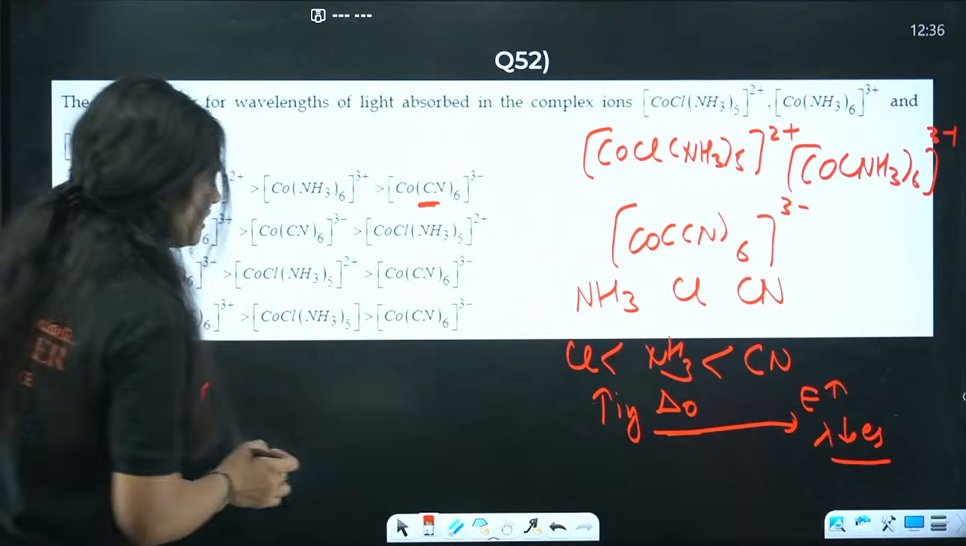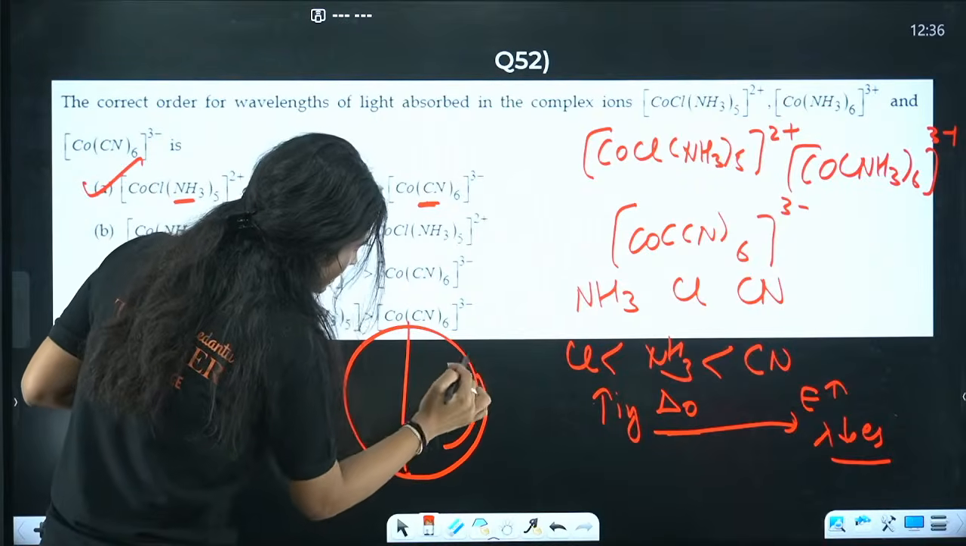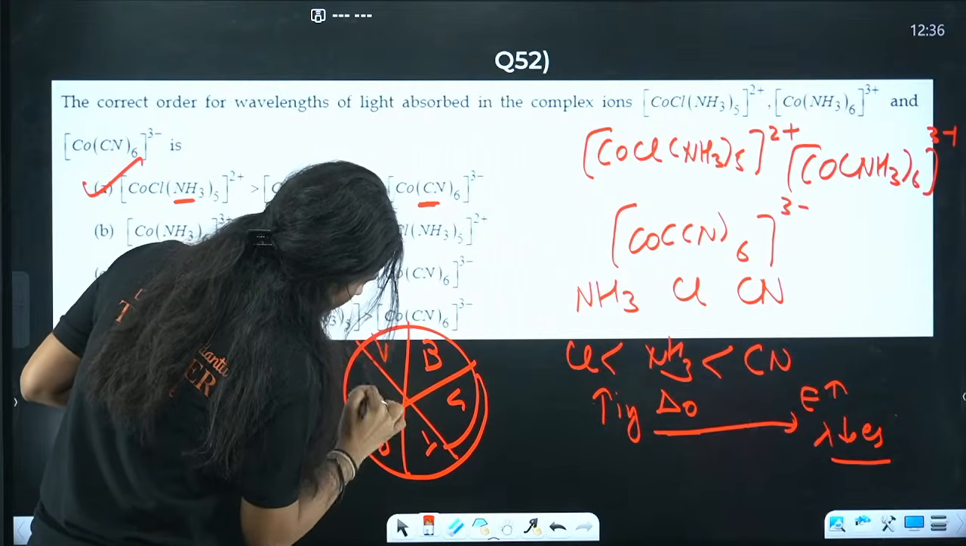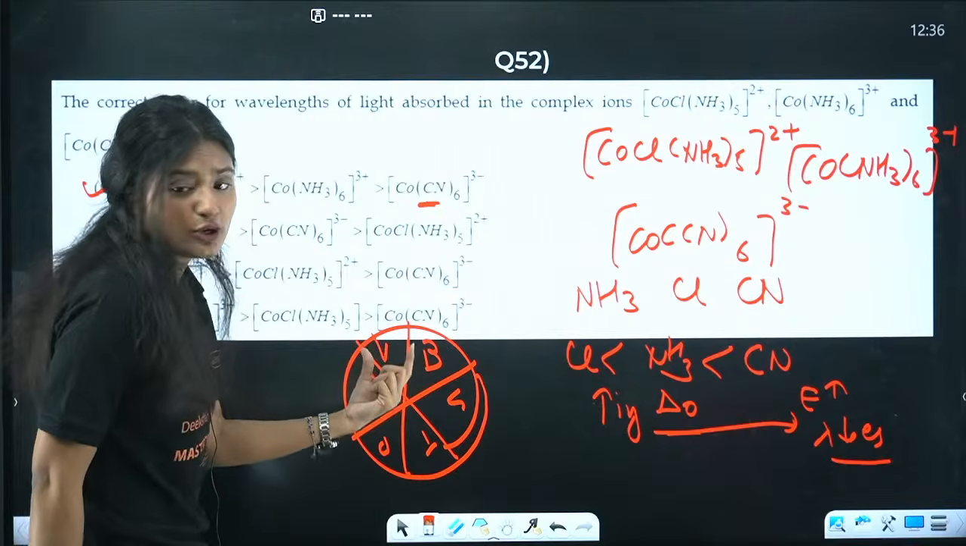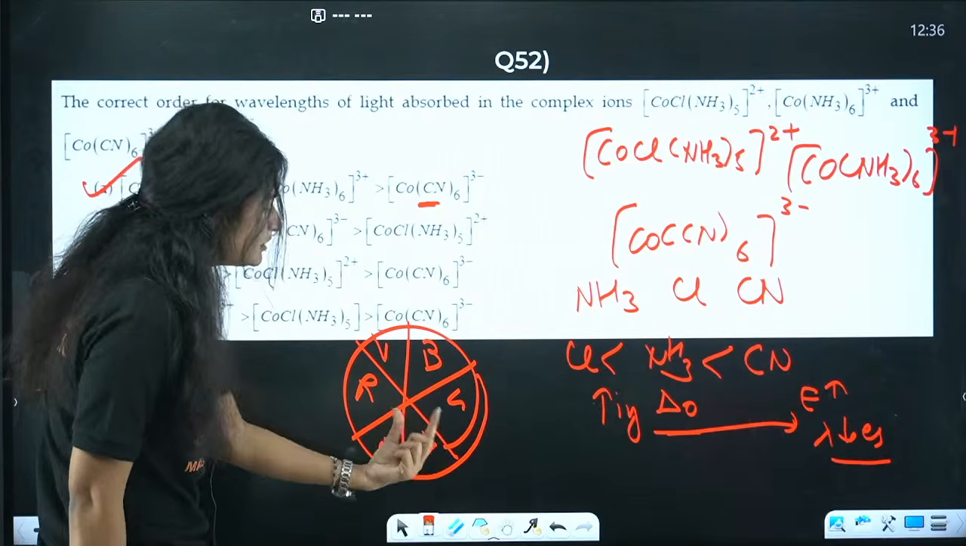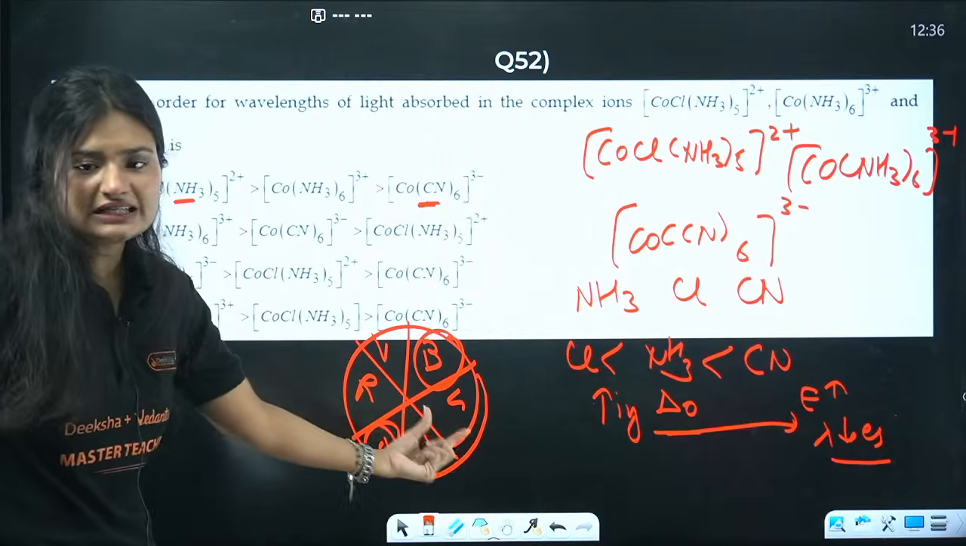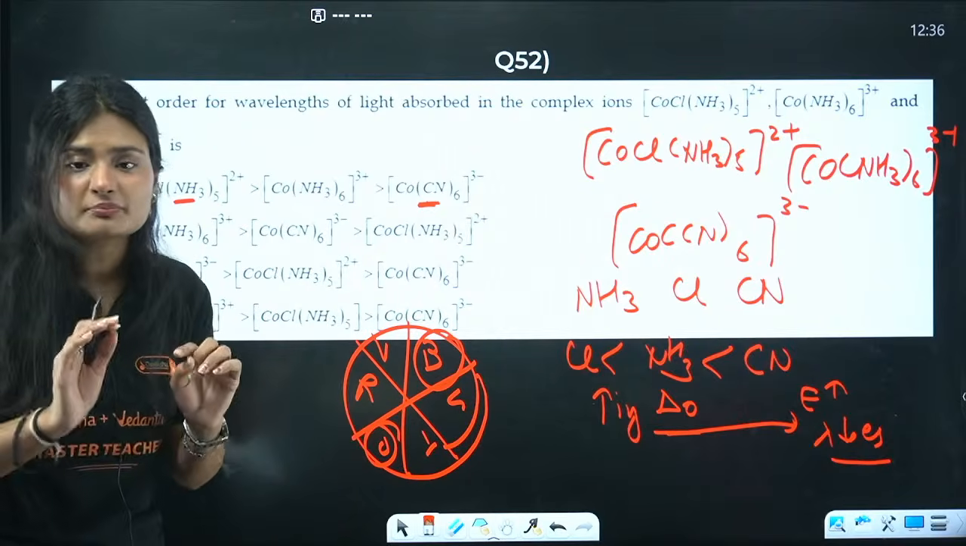Now when we are depicting the color, remember this color wheel. Whatever color is given to you: V, B, G, Y, O, R. If any complex absorbs violet color, it will reflect yellow color. It will show yellow color. If it absorbs blue color, it will show orange color. If it absorbs green color, it will show red color. This is the complementary color wheel.